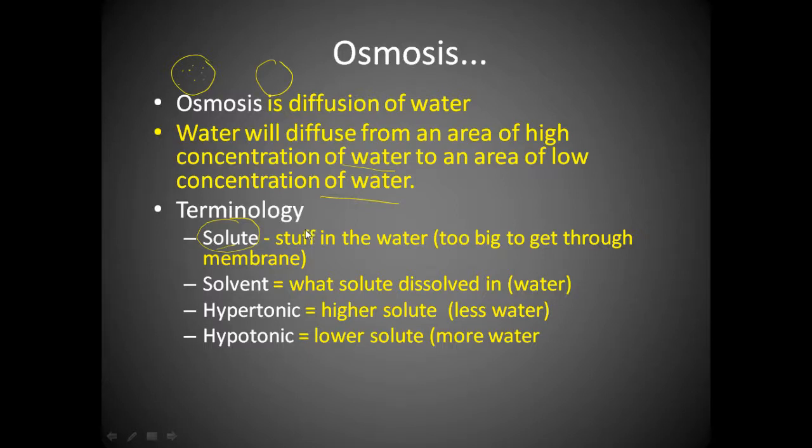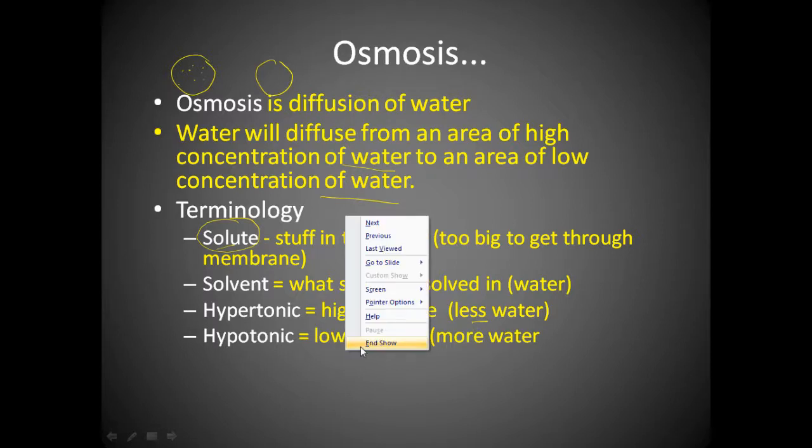The solvent is what the solute's dissolved in. So if I had a glass of water and I put some salt in it, the solvent would be the water. The solute, the stuff in the water, would be the salt. Now what you have to do to determine where water is going to move is you have to look at either side of the membrane, and you have to figure out which side of the membrane has more stuff. Now the more stuff the solvent has, or the fluid has, the less water it's going to have.